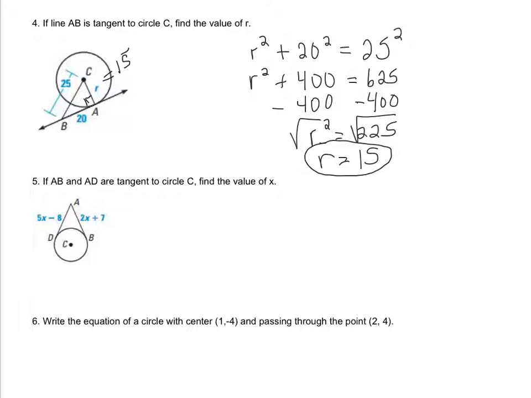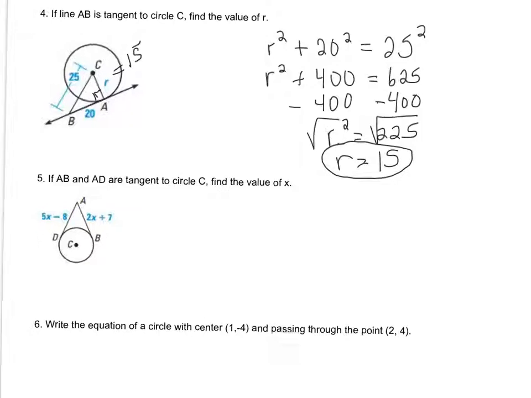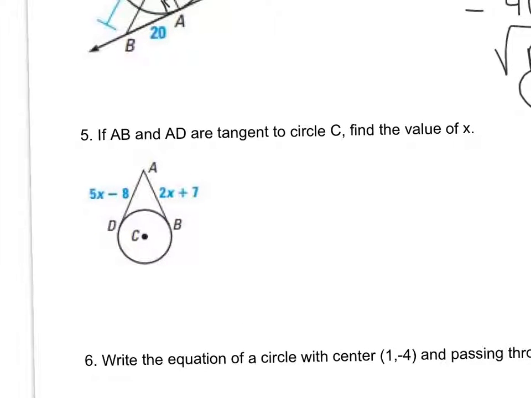Okay, let's look at question 5. If AB and AD are tangent to the circle C, find the value of x. Well, this goes back to one of those theorems we had that said if we have two tangents that intersect at a point outside the circle, which these do, then it is going to make two equal segments. So the distance from A to B will be the same as A to D. So since we know these as variables, all we simply have to do is set those equal.